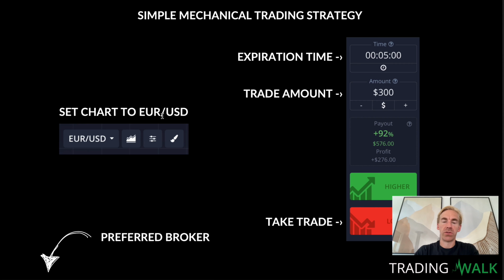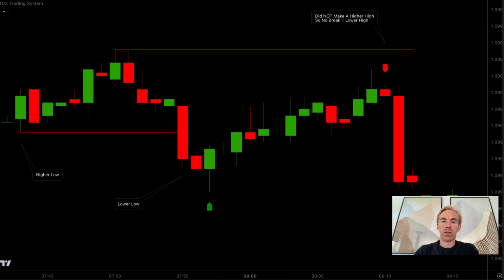We set the chart to EURUSD, expiration time 5 minutes, trade amount, and you take the trade lower. So entry as soon as this closes. So when the next candle starts, you're in, and 1, 2, 3, 4, 5, close down here. So a nice win here as well. And because we also broke this low now, we have a confirmed downtrend, and we can take the next sell signal if we pull back in this zone here.